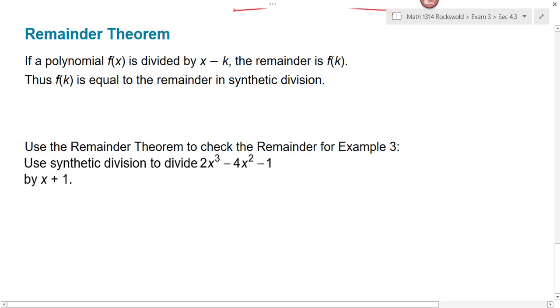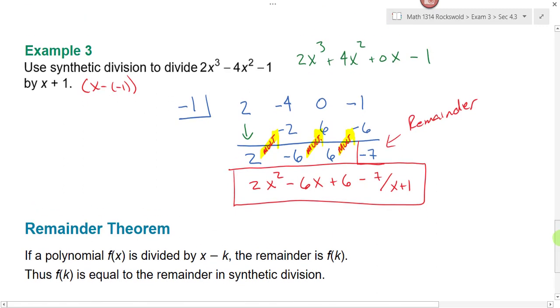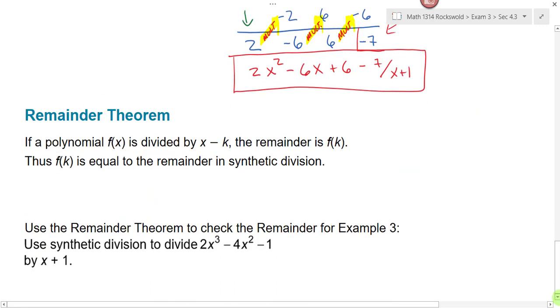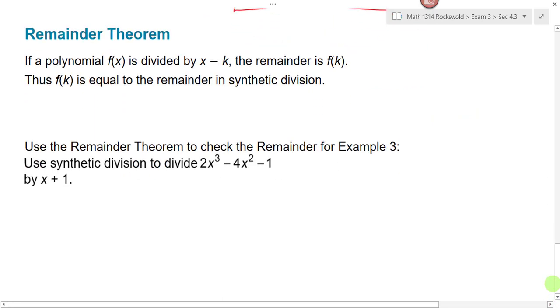Alright, so what I would like you to do here is to use the remainder theorem to check the remainder that we got from example 3. That was the example that we just did, this problem up here. That was the instructions up here. We got a remainder of -7. I want to check and see if this remainder theorem works.